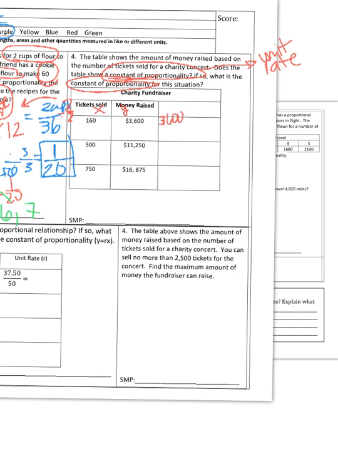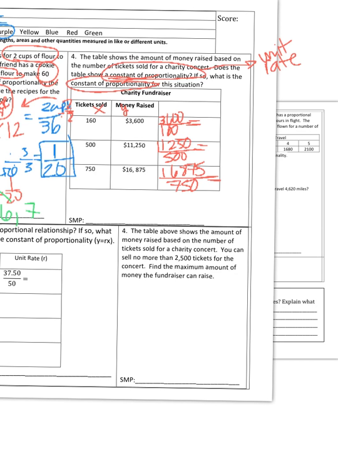So we have 3,600 over 160. And for this, you can use a calculator. 11,250 over 500. The next one is 16,875 divided by 750. So right now, I'm going to use a calculator on my phone. You're not allowed to use a calculator on your phone, but you're allowed to use a calculator on your Chromebook.